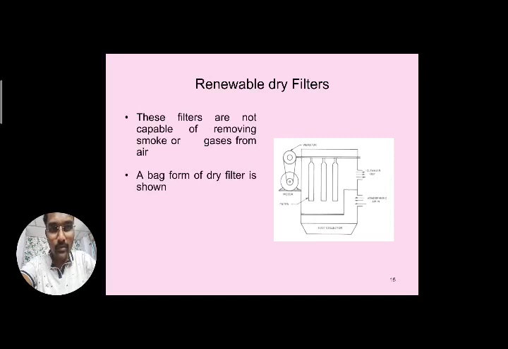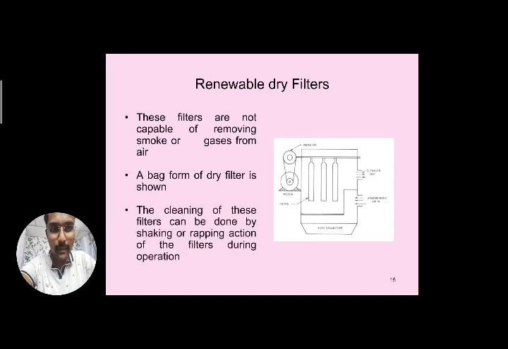So a bag form of dry filter is shown here, just like a bag type. The cleaning of these filters can be done by shaking or wrapping action of the filters during operation. It means whenever the motor is on, the vibrator will shake. So a wrapping action, just like a moving action, will take place. Whatever dust particles are formed on the filter will get vibrated off. All the dust particles will collect at the bottom, that is, at the dust collectors.